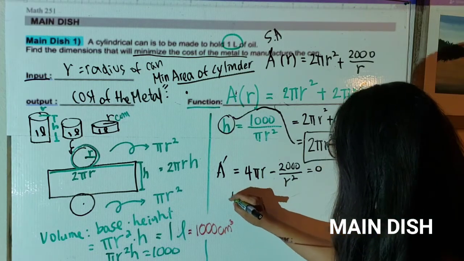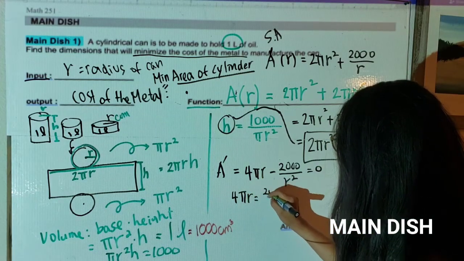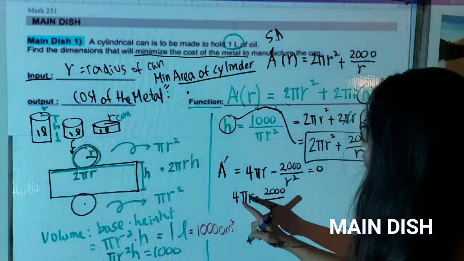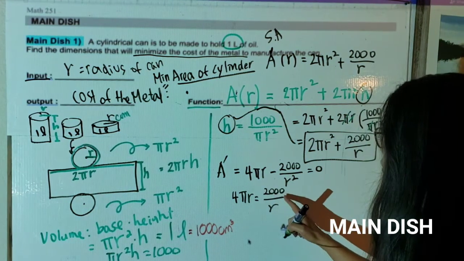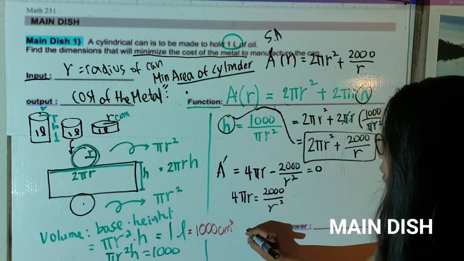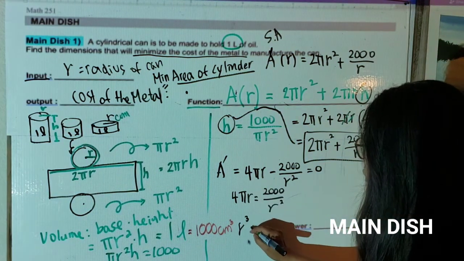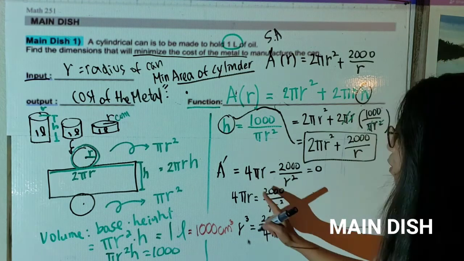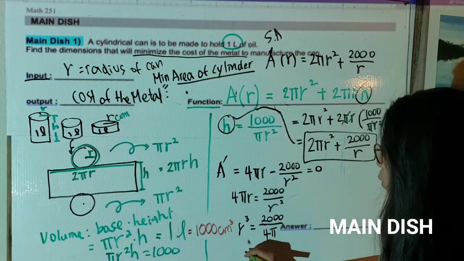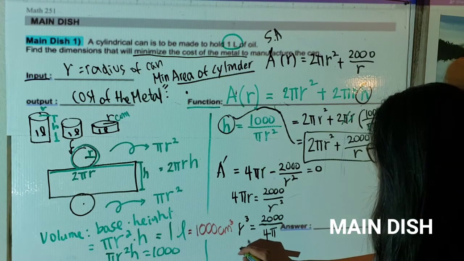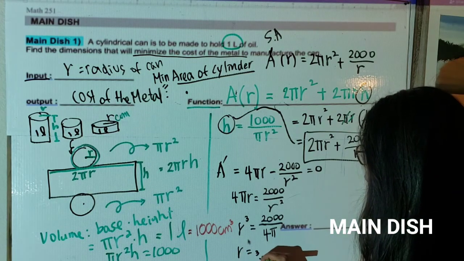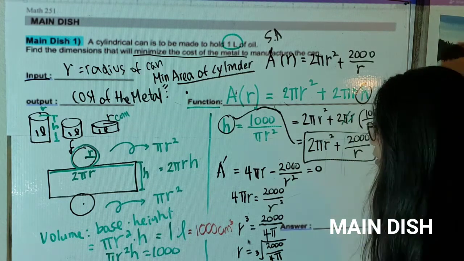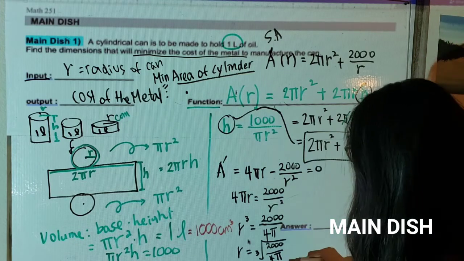Then let's set up 4 pi r is equal to 2,000 over r square. We can cross multiply, which gives me r cubed is 2,000 over 4 pi. Multiply and divide by 4 pi. So r is going to be the cube root of 2,000 over 4 pi. That's the answer.